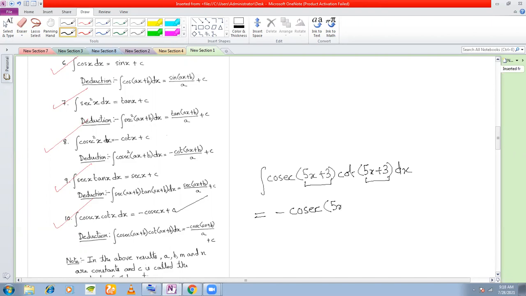Minus 5x plus 3, because the integration of minus cosec cot is minus cosec. So you write minus cosec as it is. But since you have a linear polynomial inside cosec, you will also have to divide by the derivative of 5x plus 3. And what is the derivative of 5x plus 3? 5. Plus c.